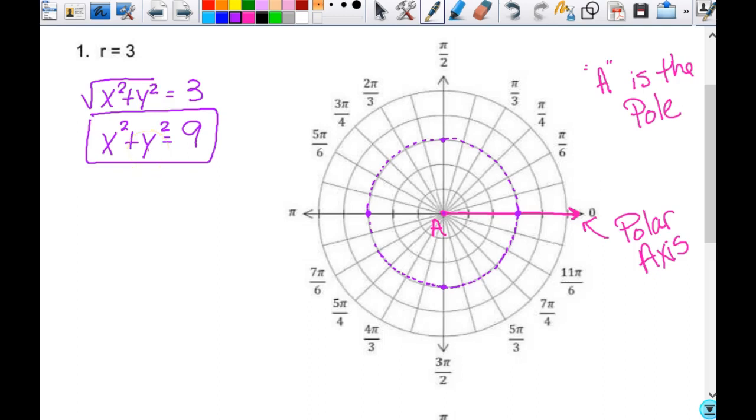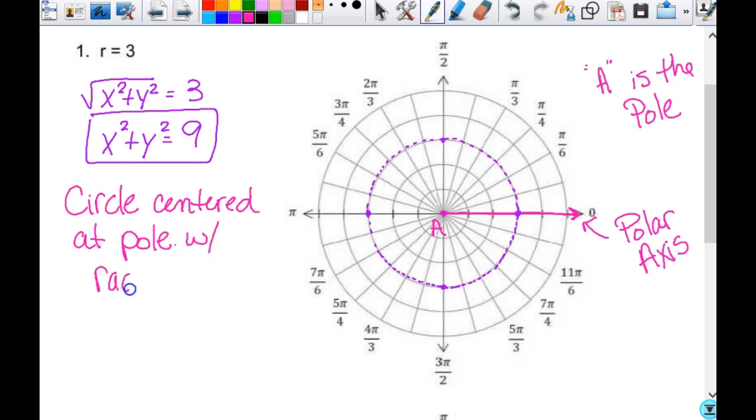Okay? So to describe it, we're going to say that this is a circle centered at the pole, and with radius of 3.